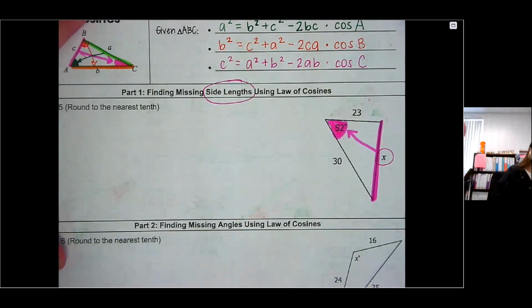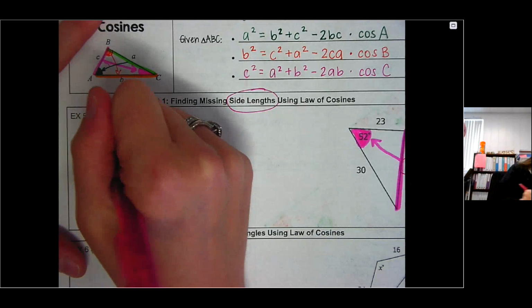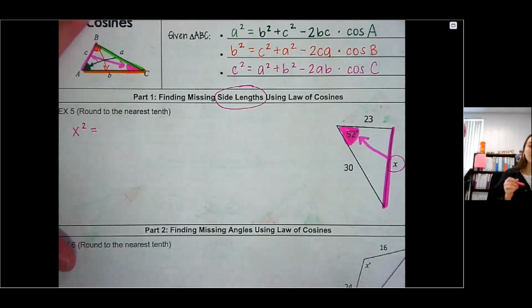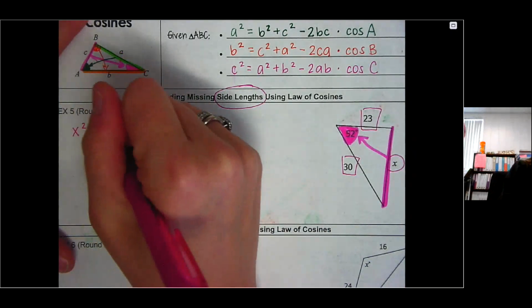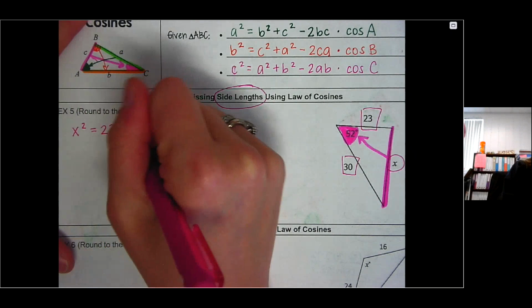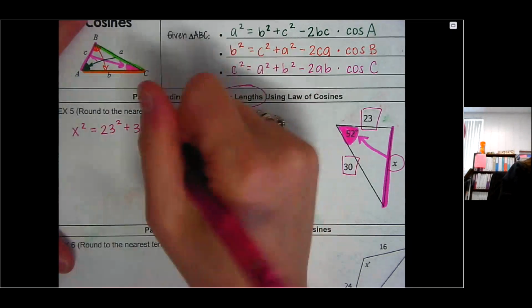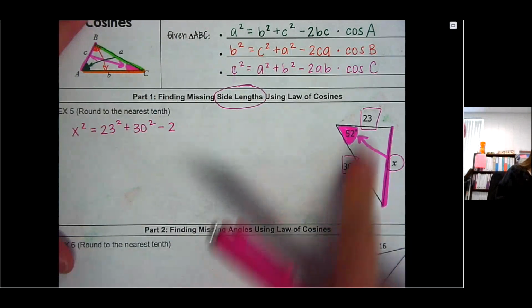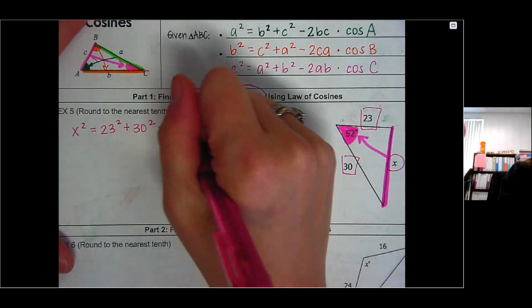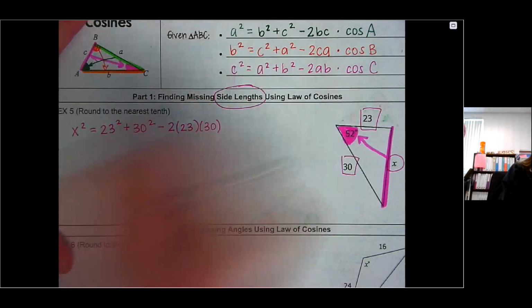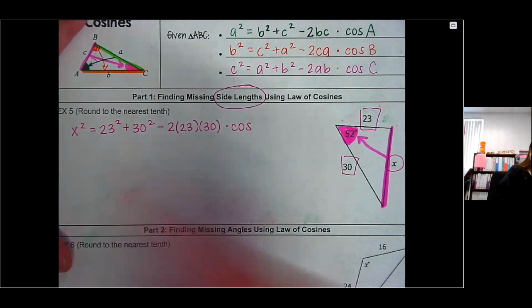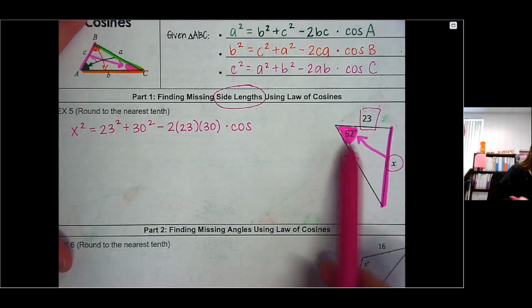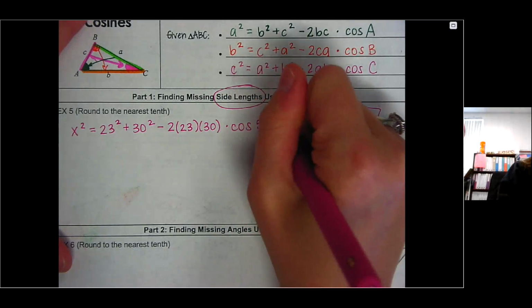This is my unknown, so that goes on the outside of my equation, x squared equals. I now take the other two side lengths of the triangle, 23 and 30. The order doesn't matter. I add them together, squaring them. Minus 2 times these two sides again, 2 times 23 times 30, and then times the cosine of my angle that is across from the side I'm looking for, and my angle is 52 degrees.